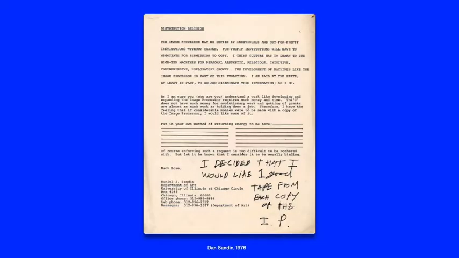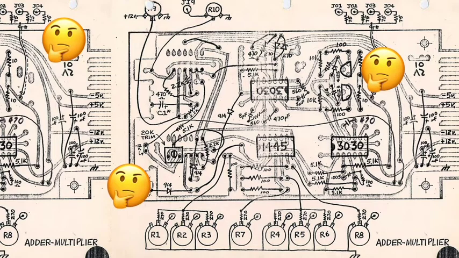Dan Sandin was important to me for another reason, because he released this document which contained the instructions to build his own machine from scratch. It was an early open source license. We are in 1976, and he was saying the image processor might be copied by individuals and not-for-profit institutions without charge. This was a great discovery for me, because this was a way to understand how this machine worked. But it was a huge problem, because I couldn't understand anything.